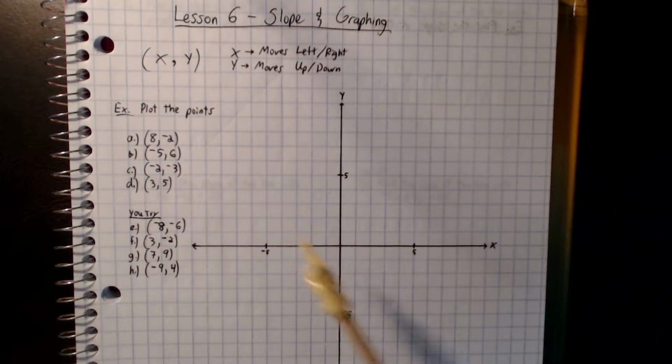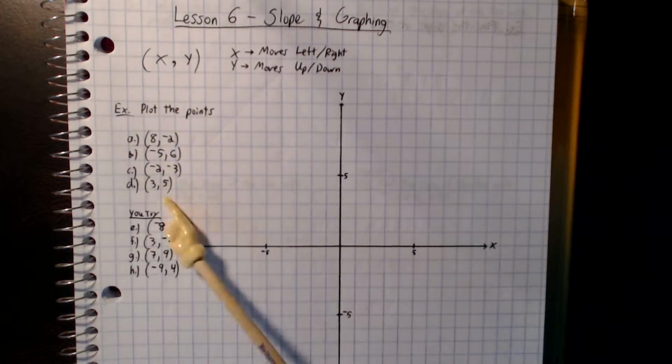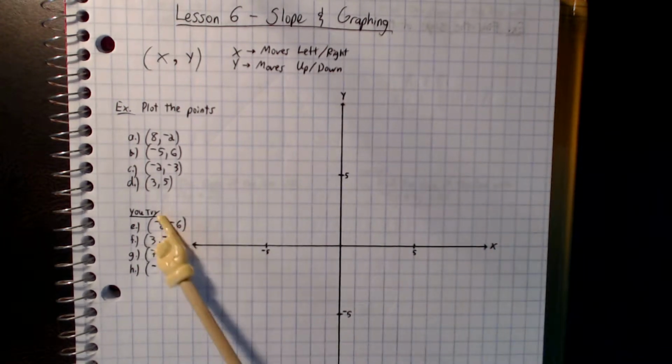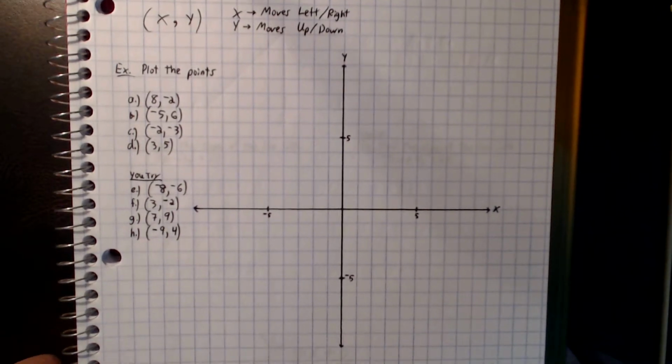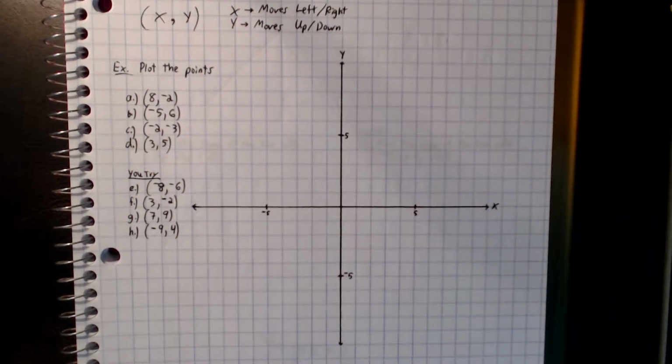So I'm going to plot these 4 points on this plane. Then you're going to plot these ones. You can plot them all on the same one. So if you need to get yourself some graph paper or whatever and set that up, go for it, because I want to make sure that we can plot points without any kind of trouble here. So let's try these out.